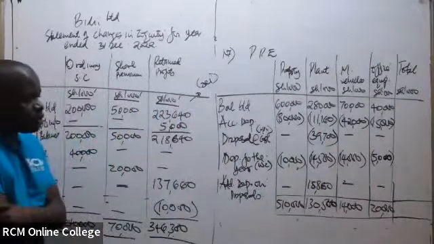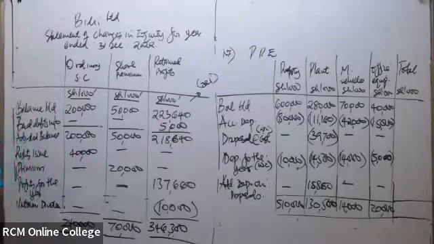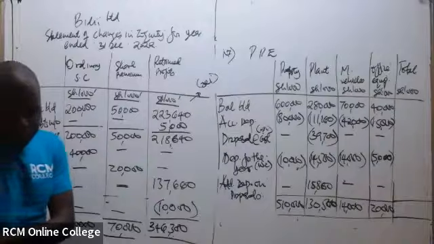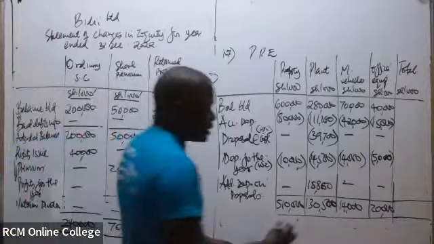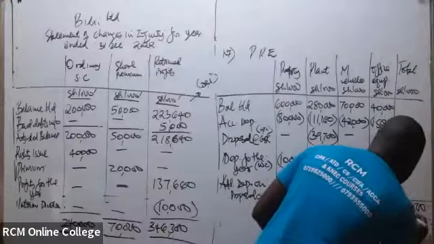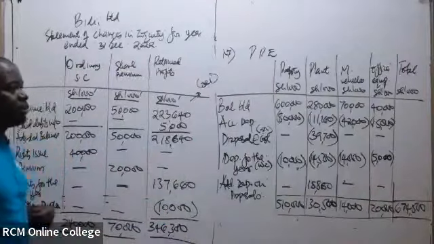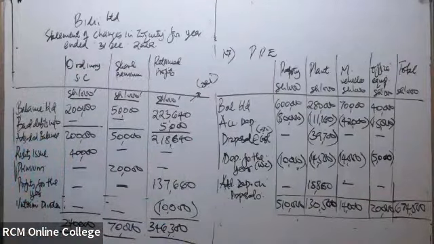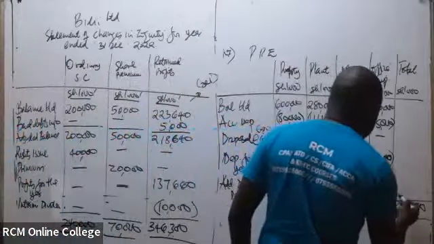So 510 plus 130,500 plus 14 million plus 20. How much are you having to get? You get 674,500. That is what you will end up getting as the total for property, plant, and equipment. So the figure we'll end up picking is this one.